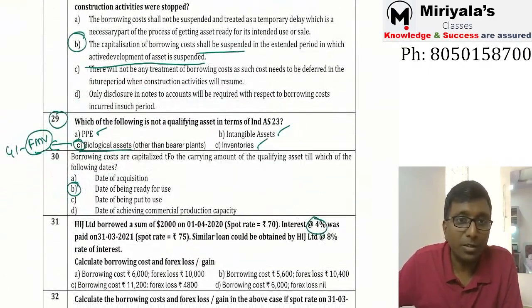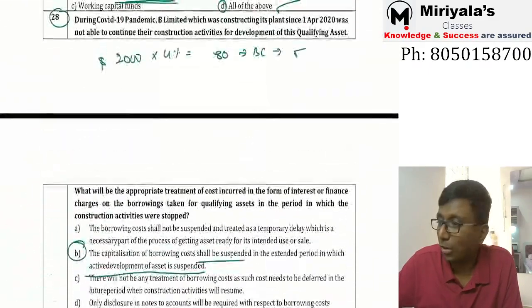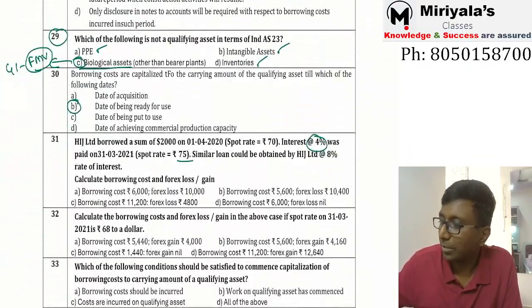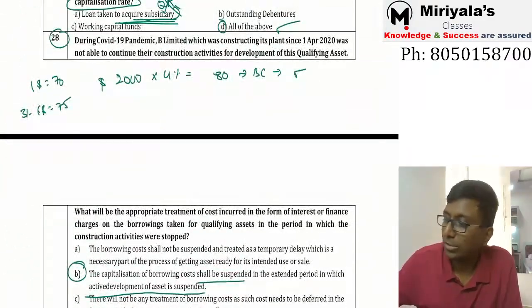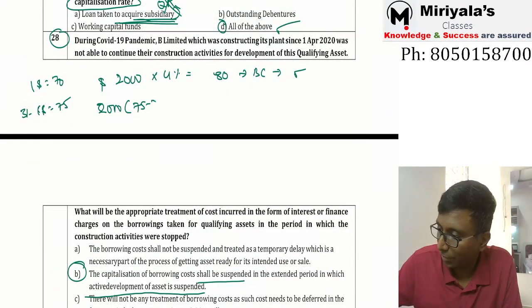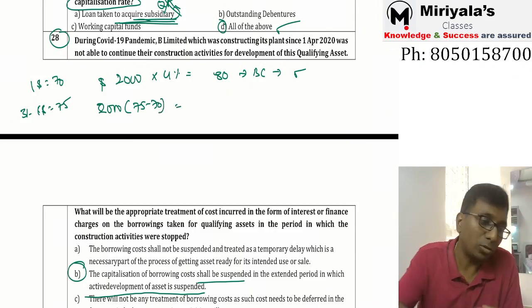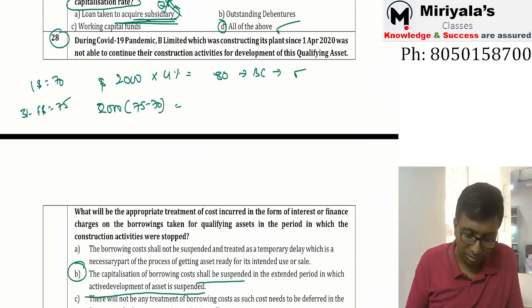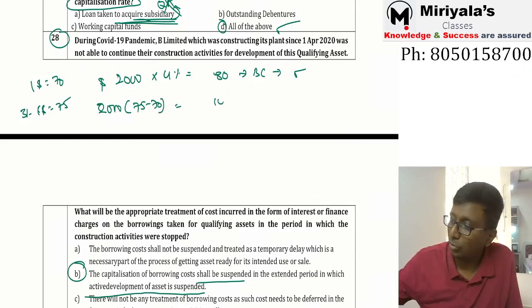Next, look at the exchange rate. On the borrowing day, $1 is equal to 70 rupees. On 31st March, $1 is equal to 75. It has become 75. Fine, not a problem. So now do you have a foreign exchange fluctuation loss? Yes, obviously there is a loss. So 2000 into 75 minus 70, that is $2,000 into 5 rupees, which is equal to 10,000 rupees. This is forex loss.